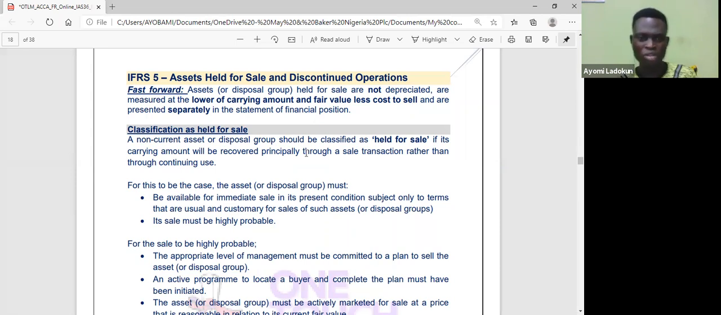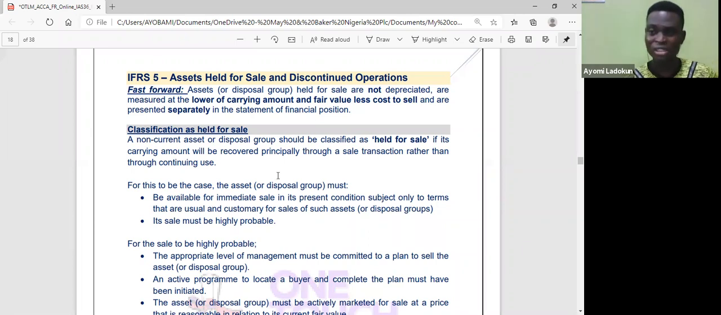Now, let me try to pick up those points one by one. I will explain, we'll look at some scenario questions, then I'll go straight to measurement. Let's see whether we can complete that. Then we have discontinued operations that will be left, and we can complete everything. That'll be fine.